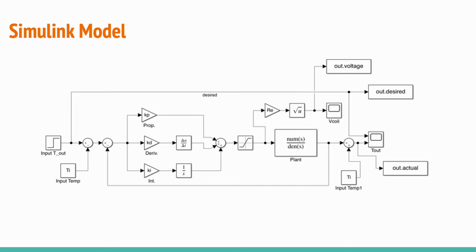Here's the Simulink model used for the experiment. With a given input temperature and desired output temperature, the PID controller shown adjusts the change in temperature needed to reach the desired output and applies the correct amount of voltage to do so. The scopes show the voltage and coil output temperature response.